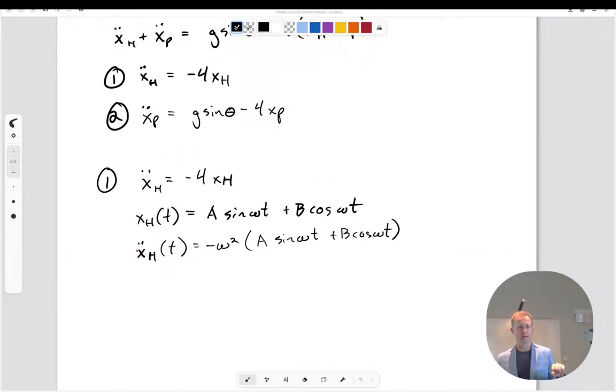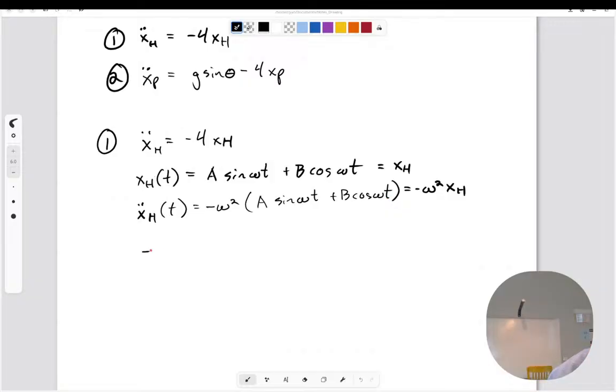What did I do right there? Magic? I'm a math magician. Take two derivatives, so I end up with that negative omega squared. I pulled it out, and I did that because this is xh, our homogeneous x term. So this is xh, and this is negative omega squared xh, which is exactly the equation that we have above.